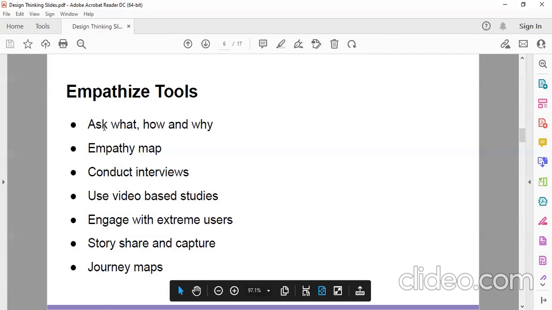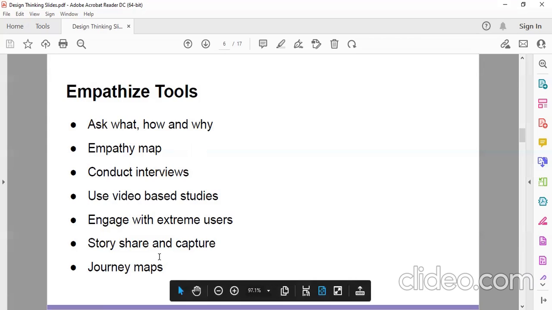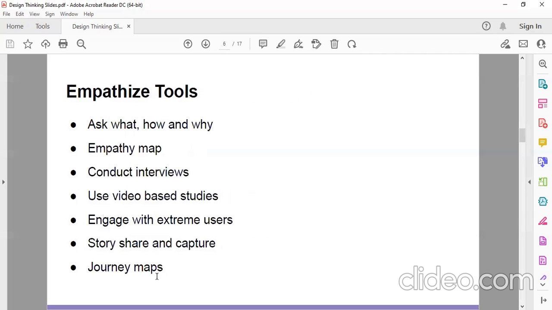First one, ask what, how, and why. Then empathy map, conduct interviews, use video-based studies, engage with extreme users, story share and capture, and journey maps. I will explain the important ones only. So the first one is ask what, how, and why.